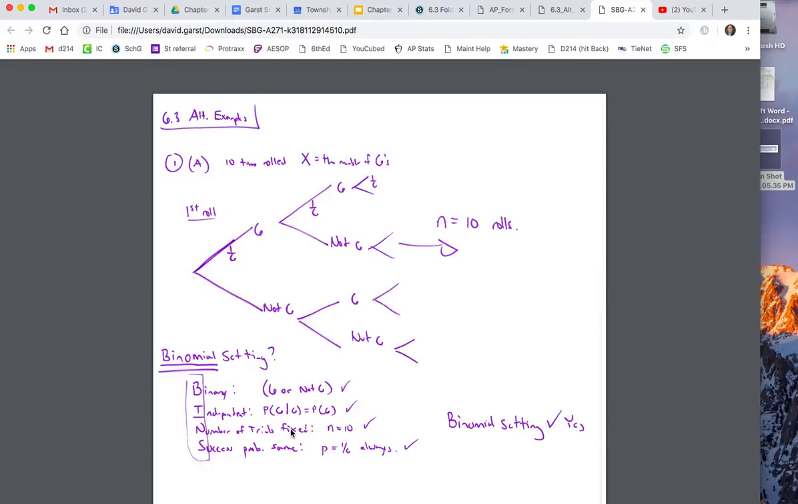The number of trials is fixed beforehand. They tell us we're going to roll it 10 times, so that's done. N equals 10 trials. And then the success probability is the same. The probability of rolling a 6 on every single one of those 10 rolls is still 1/6. So we write P equals 1/6. Because we meet all 4 criteria, Part A is a binomial setting and X is a binomial random variable.